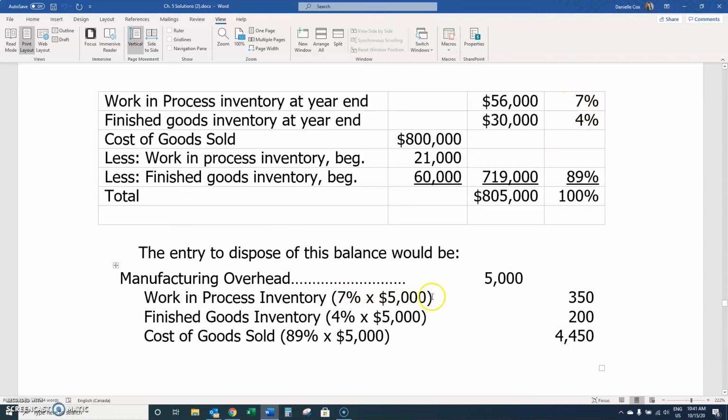7% of that 5,000 should be allocated to work in process, 4% of the 5,000 should be allocated to finished goods, and 89% of the 5,000 should go to cost of goods sold. So that's how you calculate your percentages. So in a nutshell, find out your total in each of those three categories. How much do each of those then make up of the total? And then you use that percentage and multiply it by the amount remaining in your manufacturing overhead and allocate it out based on those percentages.